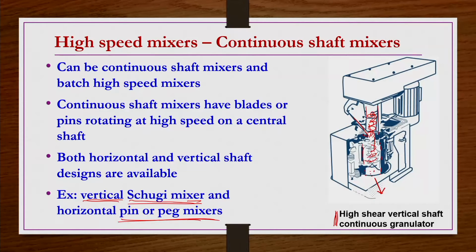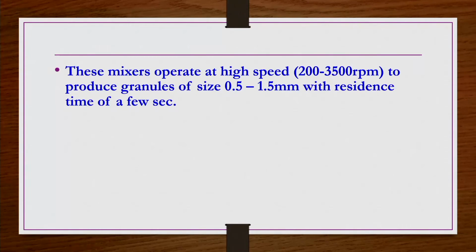Whatever solids you have and the binding liquid undergo very high shear. Why? Because here the rotation in general is very high. Because of the high rotational speed, very high shear is generated, and because of that high shearing, high mixing takes place in the case of continuous vertical shaft granulators. That is going to have an impact on the performance, the final granulation degree.